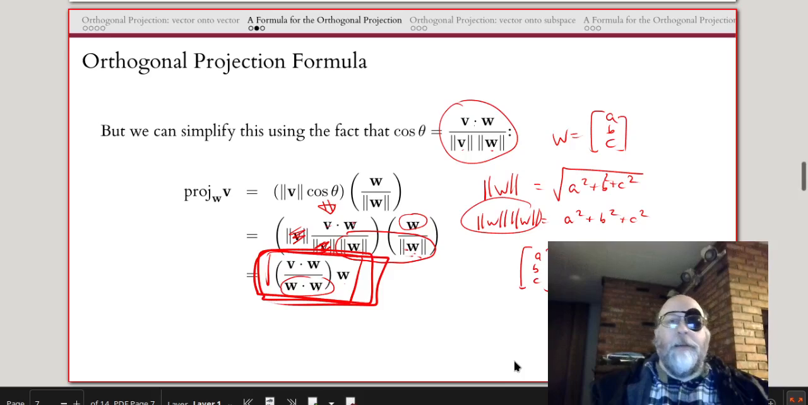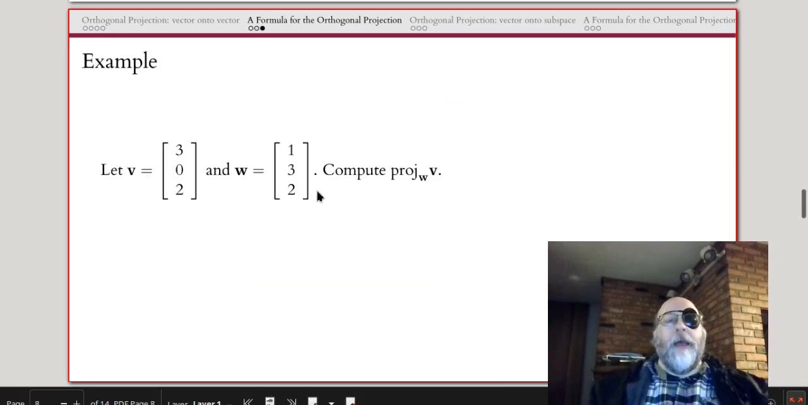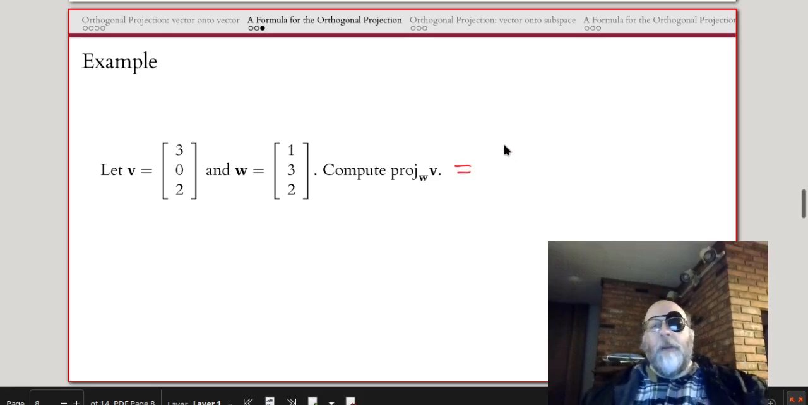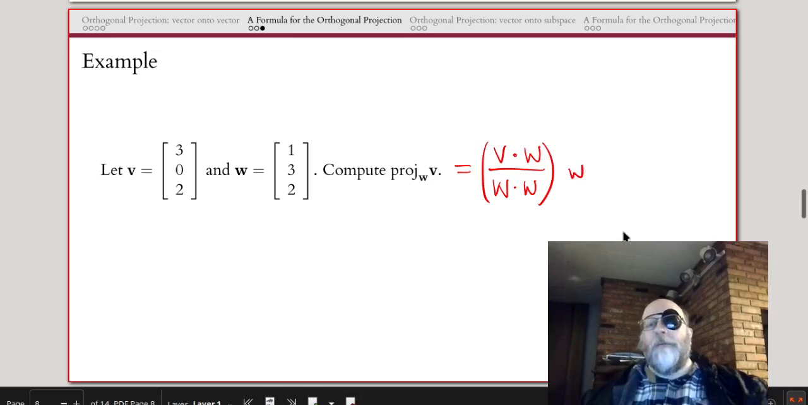All right, let's try an example. I have these two vectors, v = (3, 0, 2) and w = (1, 3, 2). Let's compute the projection of v onto w. The formula is that we dot product both vectors, then we dot product w with itself, and divide these, make a fraction, and then we're going to multiply all of that by w.